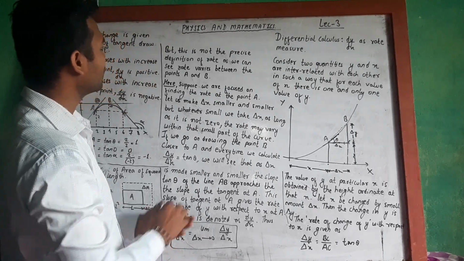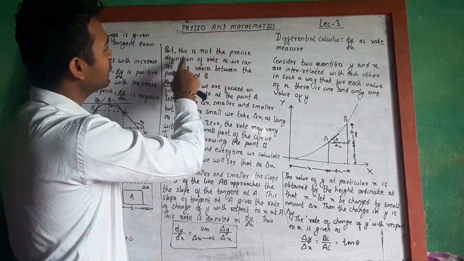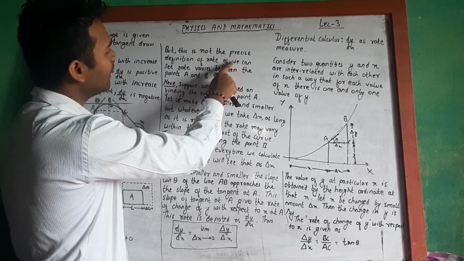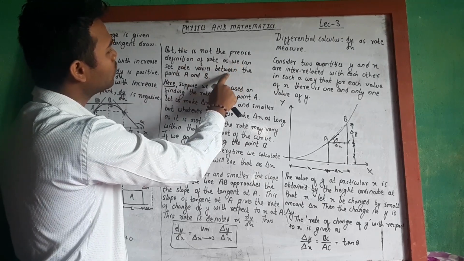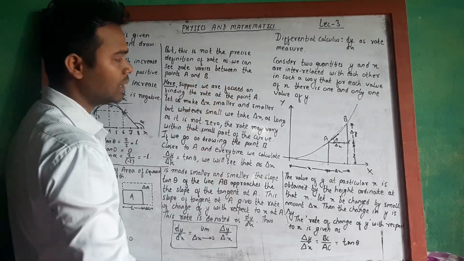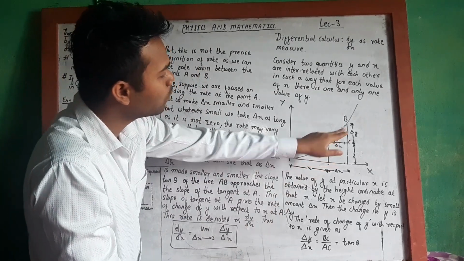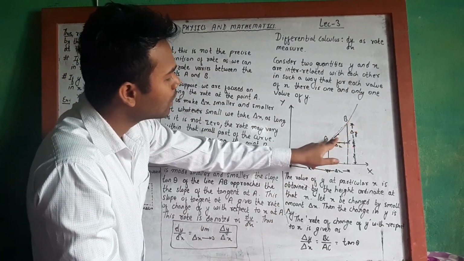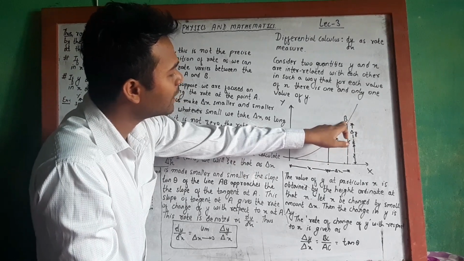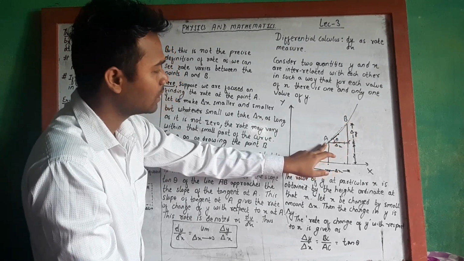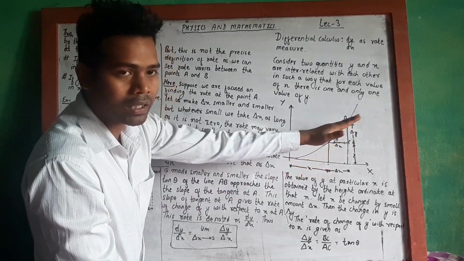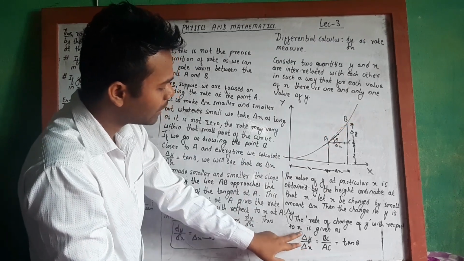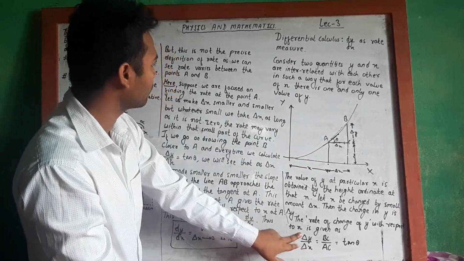I have written here, but this is not the precise definition of the rate. As we can see, the rate varies between the points A and B. Here the curve is steeper at B than at A. The curve is not a straight line, so we cannot find the rate by using this equation.